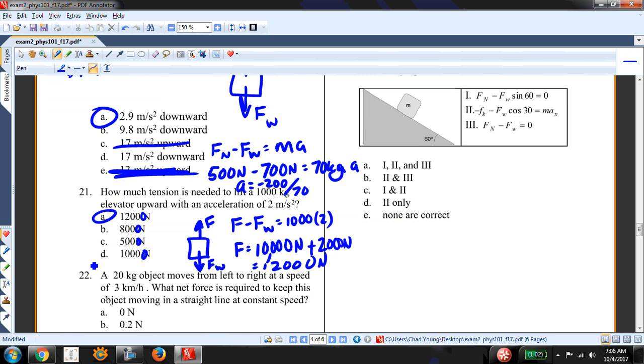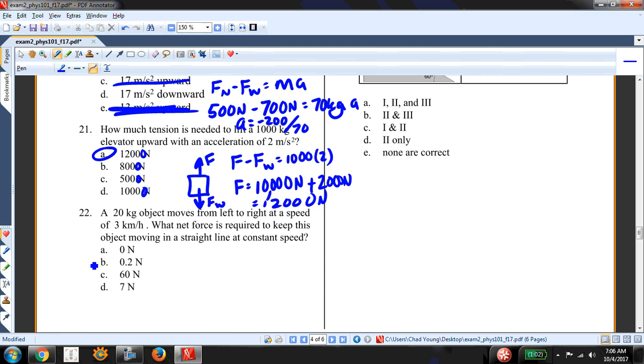All right, a 20 kilogram object moves from left to right at a speed of 3 kilometers per hour. What net force is required to keep this object moving in a straight line at a constant speed? Constant speed, so 0 newtons.